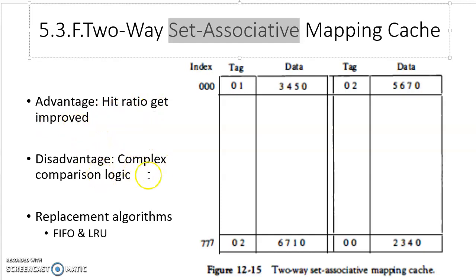The drawback is you need a complex comparison logic. At the same time, it will be more expensive than direct mapping cache. And you could have 3-way, 4-way, that only increases the cost and the complexity of the comparison logic, but with respect to that, the hit ratio will also be increased. So this is about set associative mapping. Here you can store similar lines of different pages. That is only possible because of the facilities given, and facilities are costly.